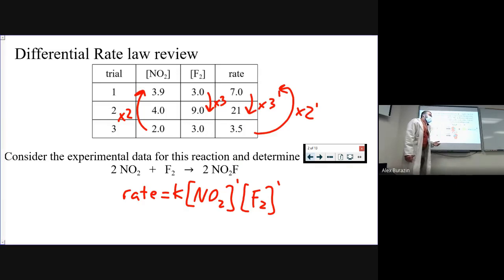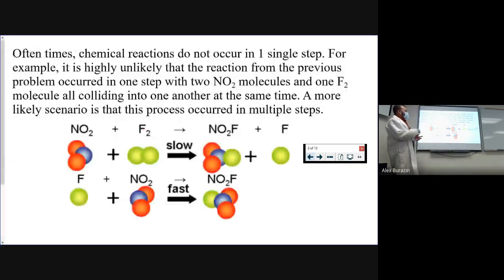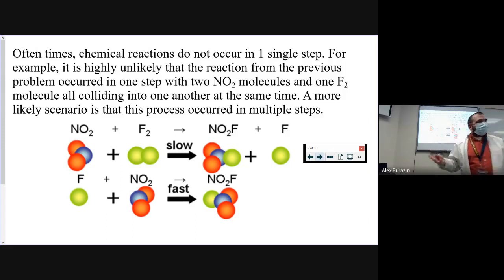All right, so oftentimes chemical reactions do not occur in one single step. This is a big misconception, or a big misunderstanding until you learn about it. But it's pretty rare that a chemical reaction occurs all at once, one step, done.